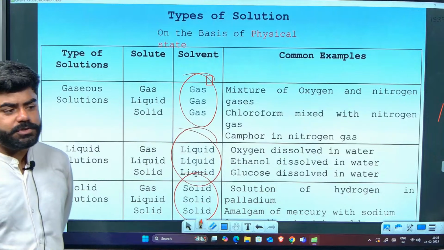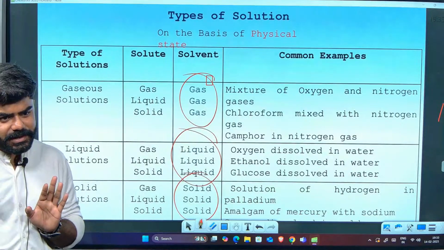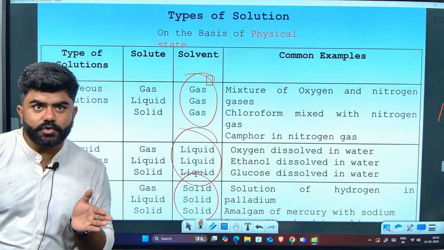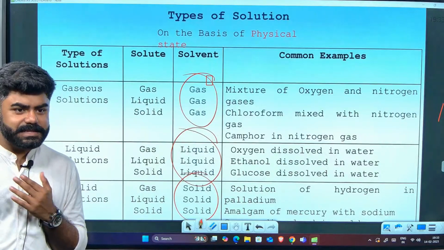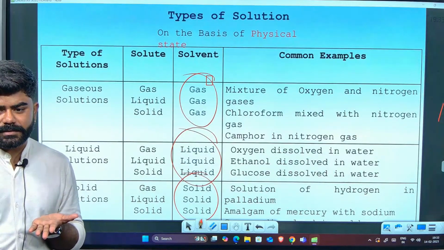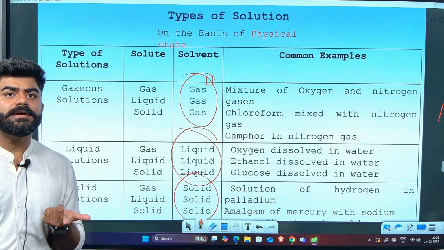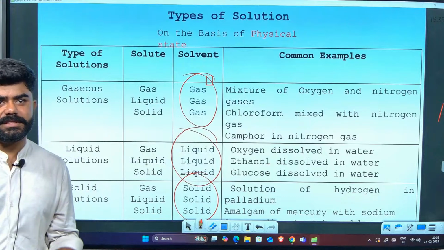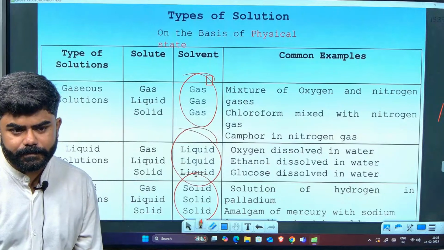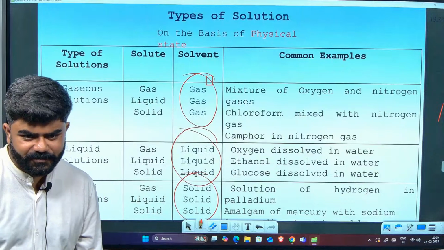We saw what is a homogeneous solution: if it is uniform, then it is homogeneous, correct. What is heterogeneous then? The solution which is not uniform is heterogeneous. Examples for that: oil in water, sand in water. So these are heterogeneous systems. Are you all clear? Yes, that is the first difference. I have a doubt, sir. When you add a lot of salt to water and it doesn't get dissolved, we'll come to that point. We'll be discussing what it is.